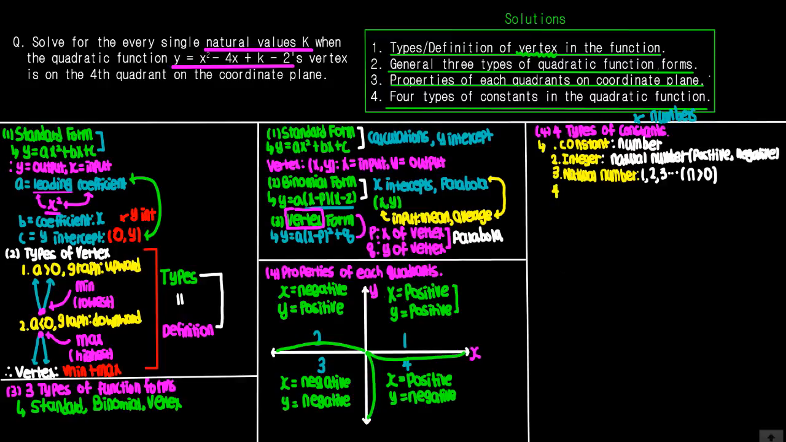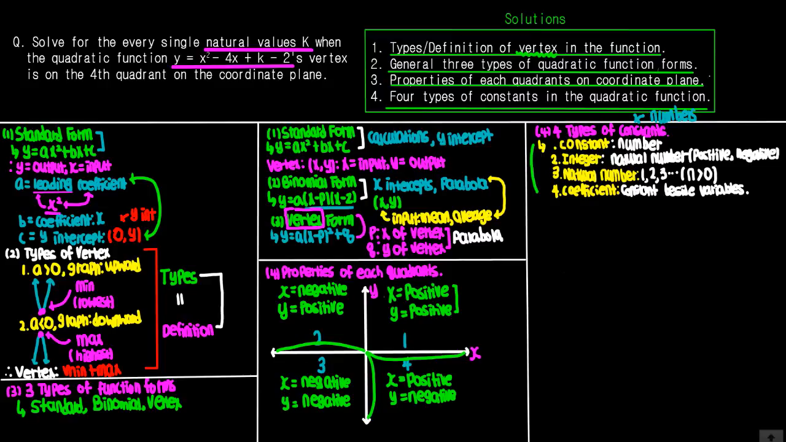Lastly, the coefficient that we talked about in the last part. Coefficient means it can be anything. It is basically a constant, but the difference is that it is a constant beside variables. Examples of variables are x or y. So these are the 4 types that we use as constants. And this was the last solution to approach these questions, the 4 types of constants in the quadratic function.